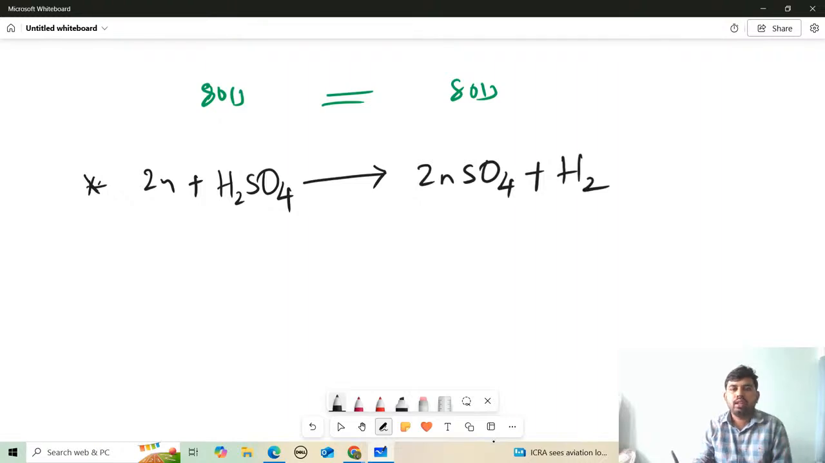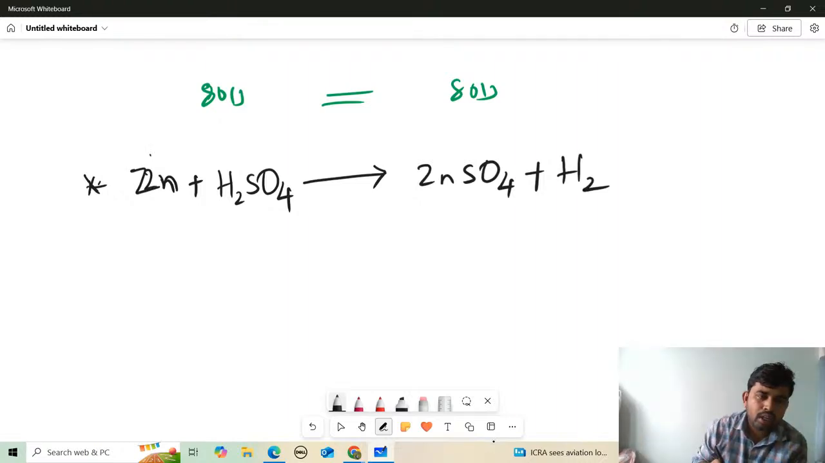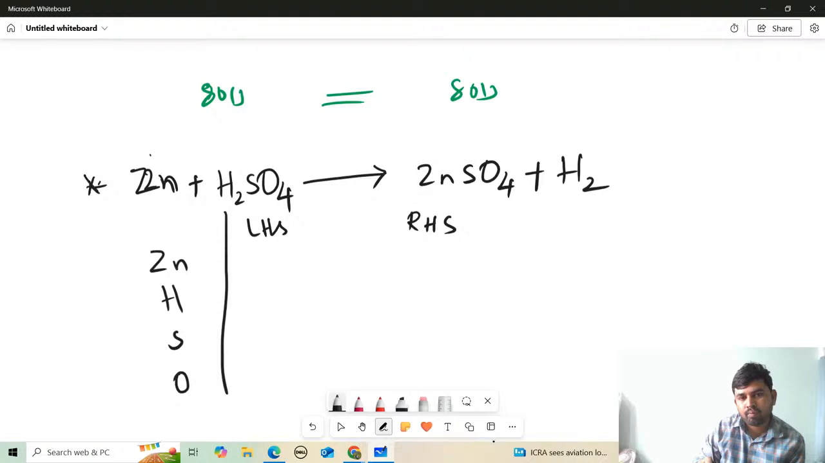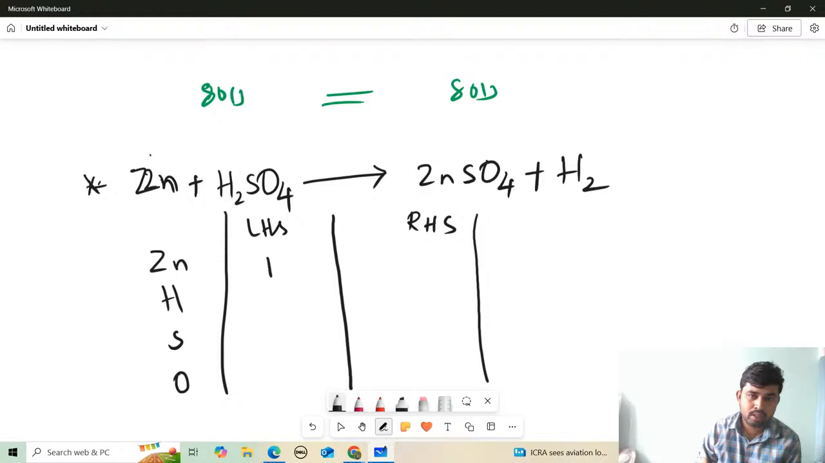Now see here. How many zincs are there in this equation? Then we have hydrogen, then we have sulfur, then we have oxygen. Let me write this is the left hand side and this will be the right hand side. Zinc, how many are there? One zinc here, also one zinc. Two hydrogens are there, two hydrogens are there, one sulfur and four oxygens are there, four oxygens.